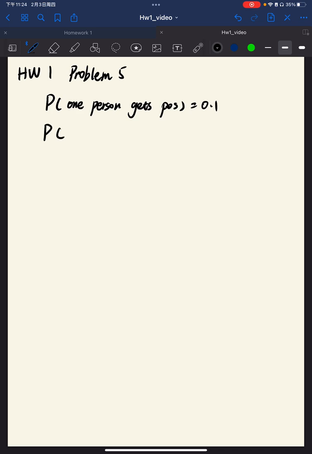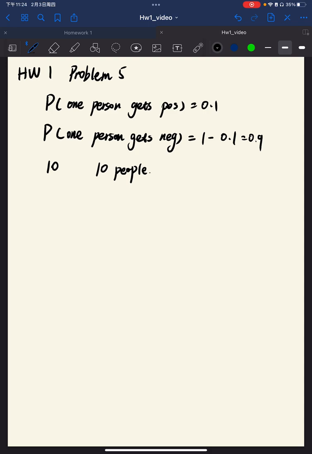So here we can get that if one person gets negative, the probability is 1 minus 0.1, which equals 0.9. And here we have two test methods as follows. One is to test each person one by one, then we'll have to do 100 tests. And method 2 is to divide 100 people into 10 groups with 10 people in each.